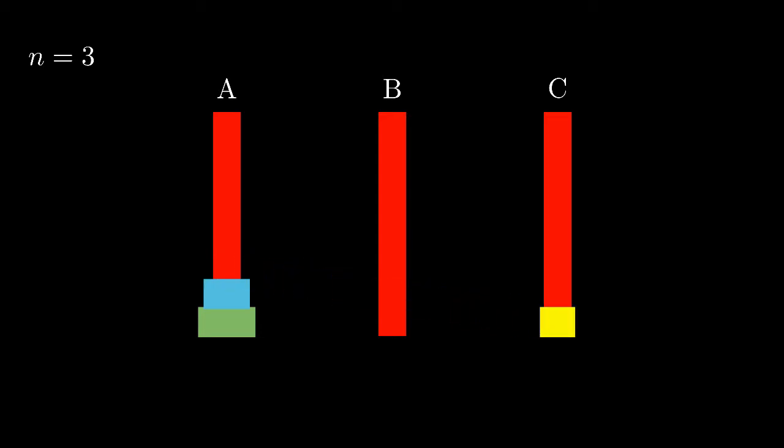Well, first you move the yellow block to C, then the blue block to B, and then the yellow block from C to B, and then the green block from A to C, the yellow block from B to A, and the blue block from B to C, and then the yellow block from A to C. Now, how would you think about generalizing this for n blocks? The answer is you have to use recursion.